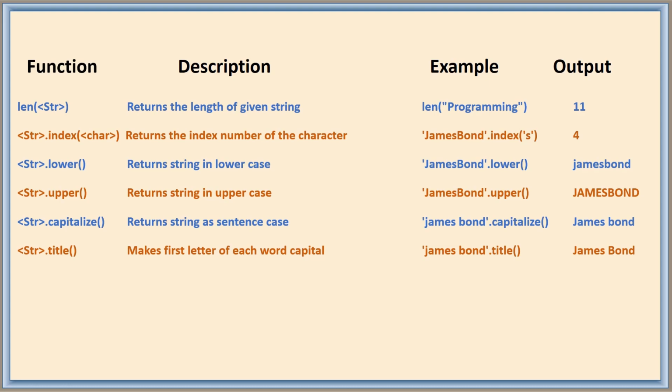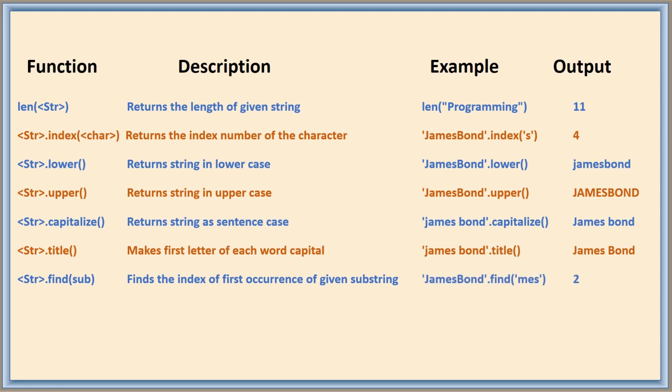If we want to find whether a substring is available in the given string, we have the function called find(). This will return the index number of the occurrence of the substring. It will take only the first letter's index and return it. For example, "James Bond".find("mes"). See here, "mes" is available in James Bond. The first character M of the substring has the index number 2. So this is returned.